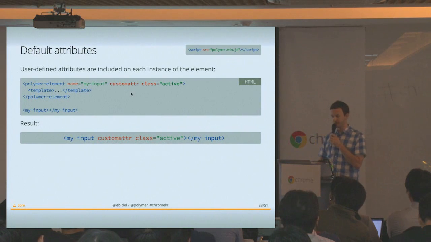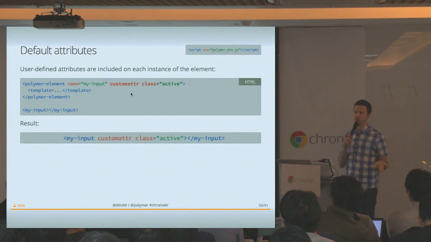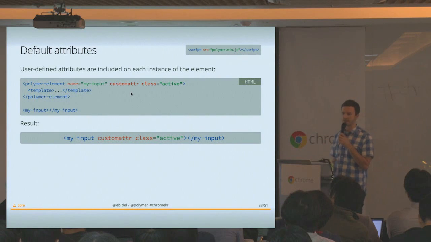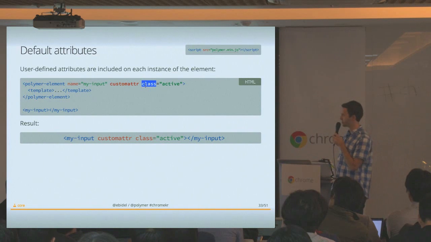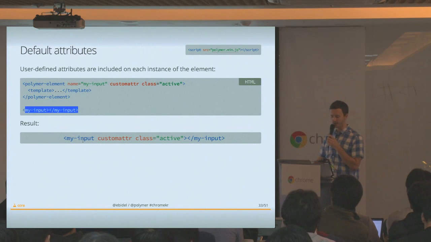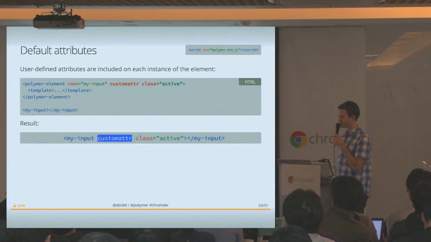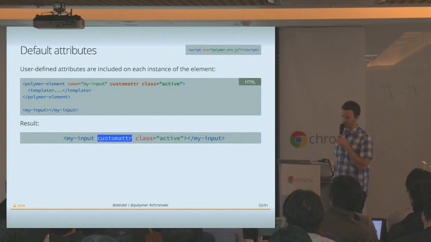If you want to, we can use default attributes. So this is pretty cool if you have something like Bootstrap, right? And you want to include maybe a common CSS class on every element that's created. In this case, including other attributes in your Polymer element definition will include those on the element when it's created. So somebody declares my input on their page, and every instance that's created in the DOM will actually include that class active in that custom attribute.